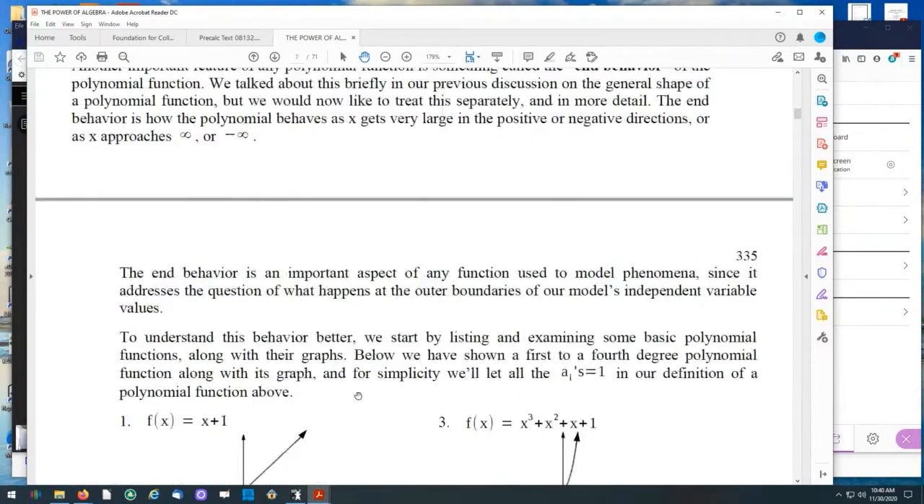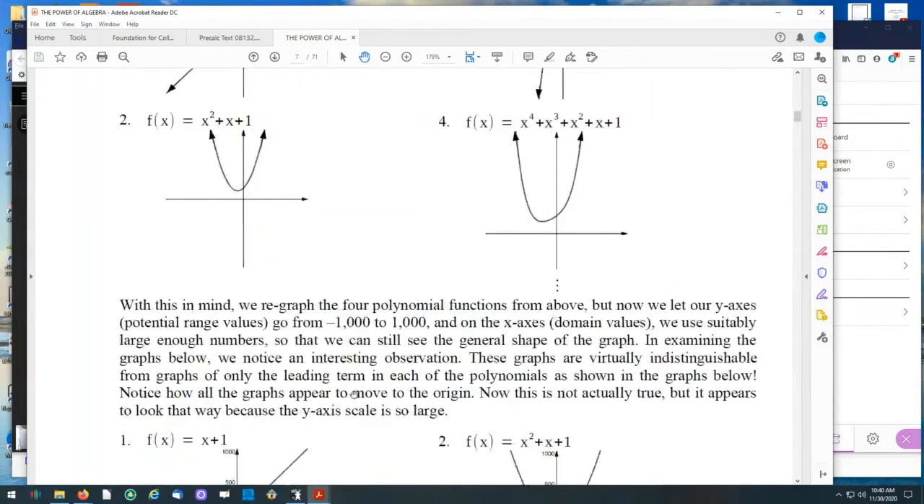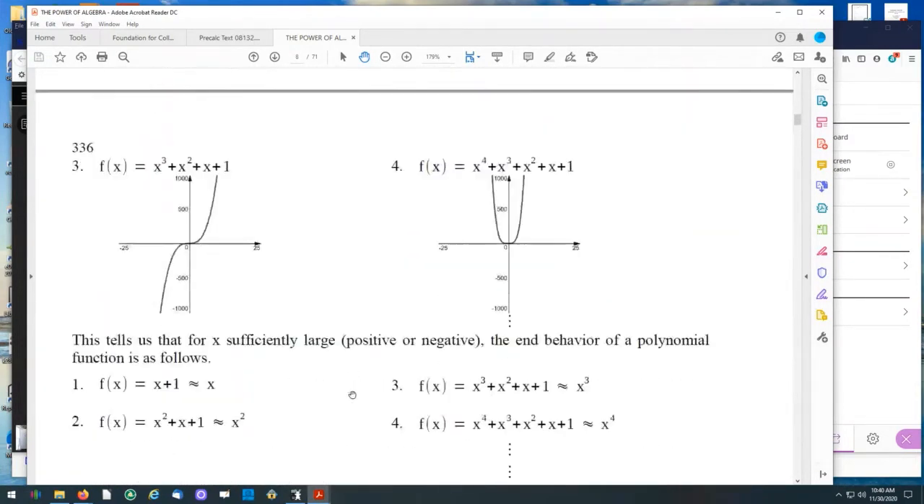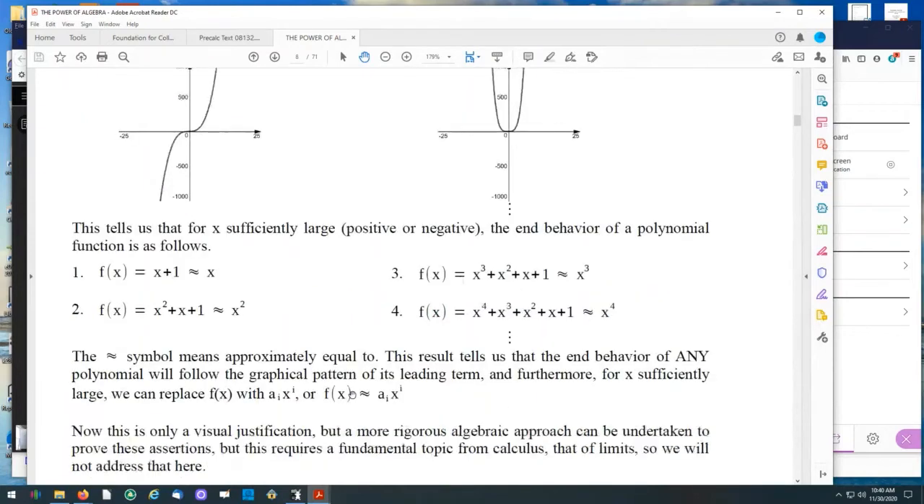So we kind of covered all these things about the end behavior of these polynomial functions. And there's some more information over here.